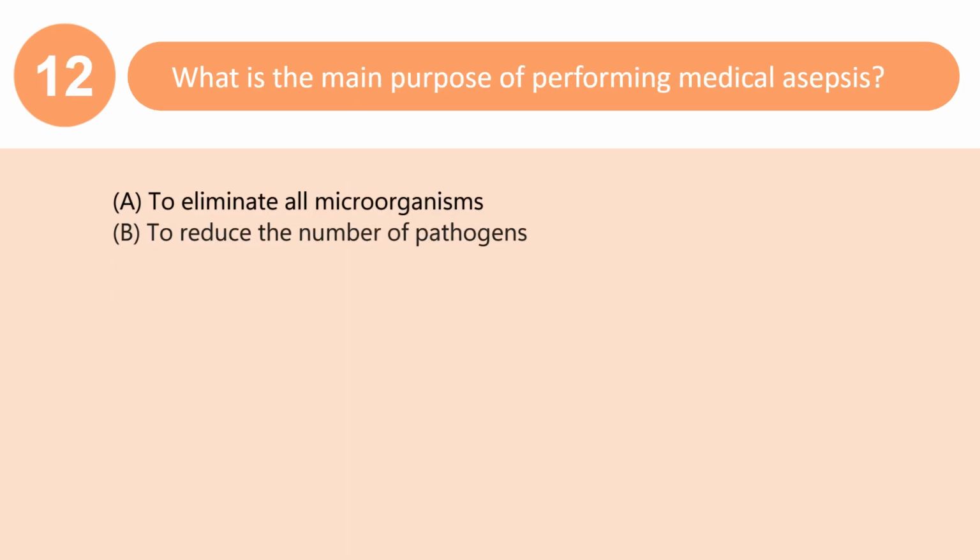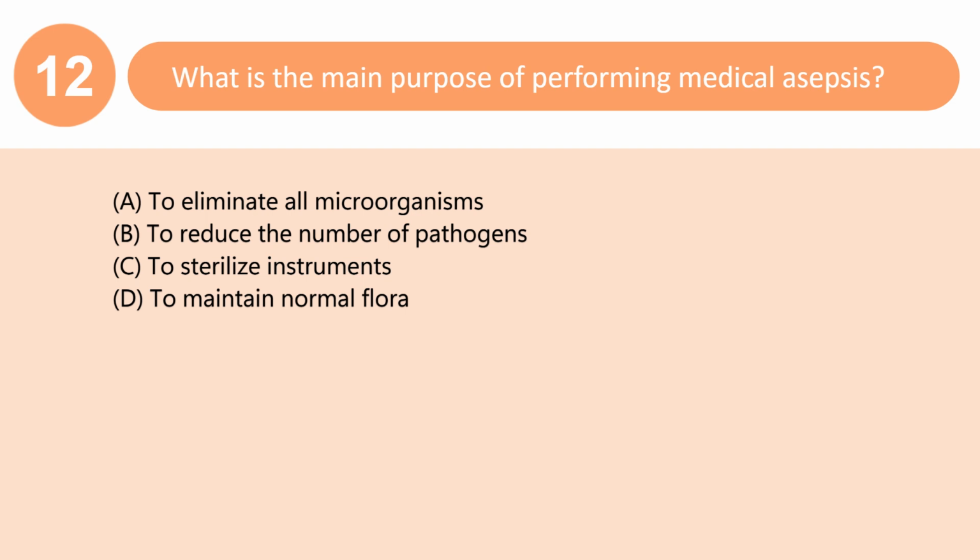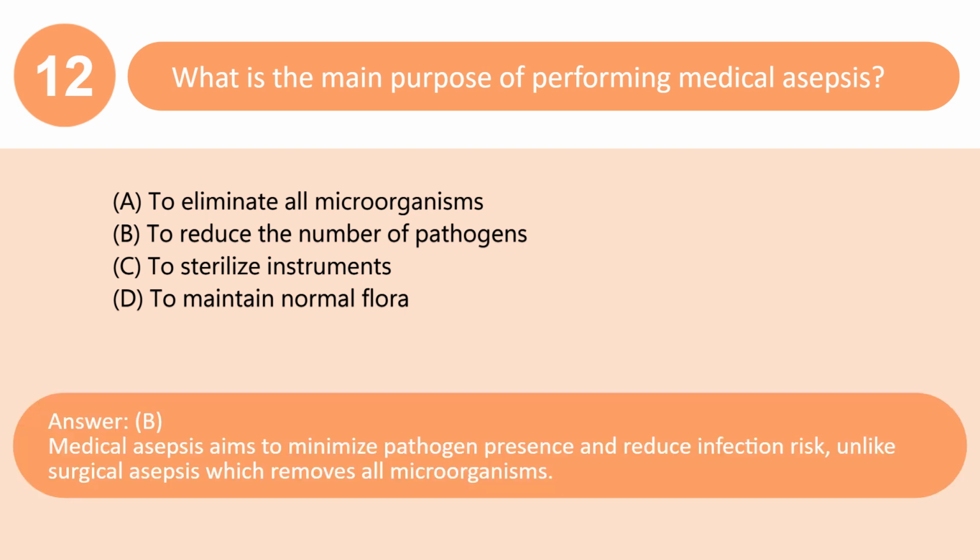What is the main purpose of performing medical asepsis? A. To eliminate all microorganisms. B. To reduce the number of pathogens. C. To sterilize instruments. D. To maintain normal flora. Answer: B. Medical asepsis aims to minimize pathogen presence and reduce infection risk, unlike surgical asepsis which removes all microorganisms.